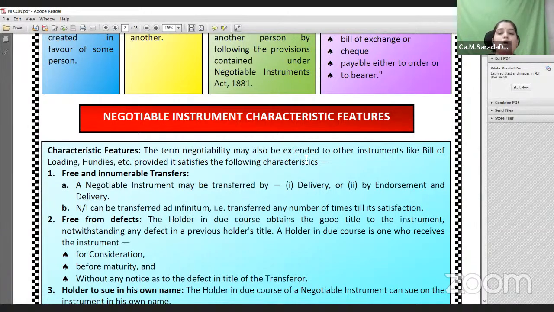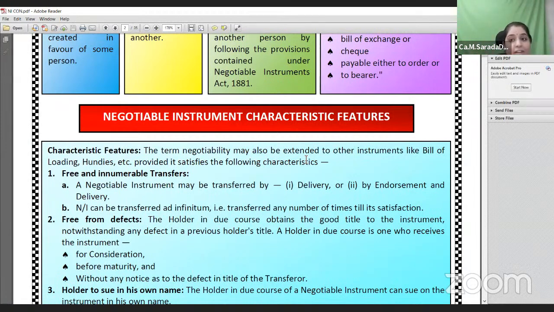Now, what is meant by delivery, ma'am? Generally, the maker, after preparing and signing the promissory note, will deliver it to the payee. That is full delivery at the initial stage. In case of a bill of exchange, once the drawer has prepared the bill and handed it to the drawee for his signature, after the drawee accepts the bill and signs the instrument, he will deliver it to the drawer. That is called delivery.